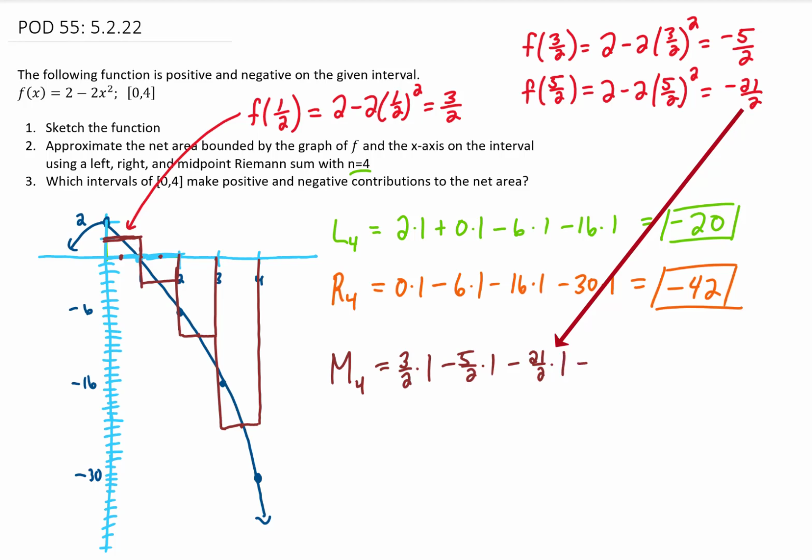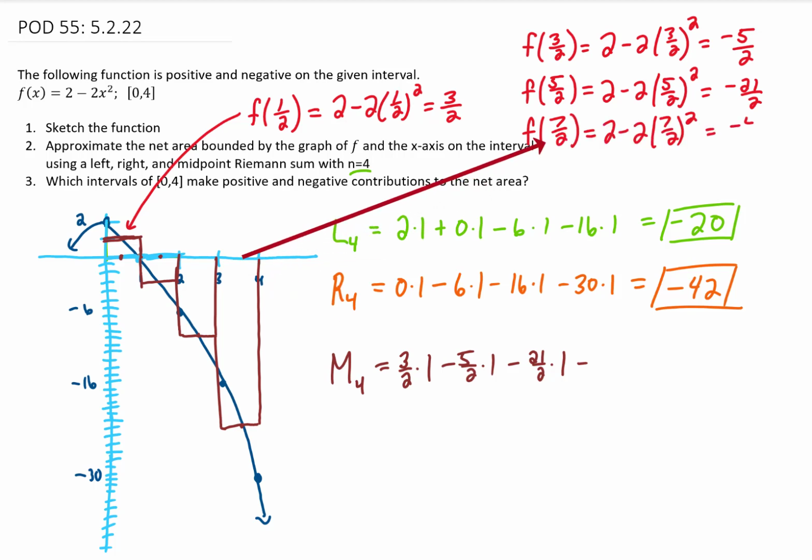And lastly, to find the height of this final rectangle at an x value halfway between x equals 3 and x equals 4. That would be an x value of 7/2. I'm getting that value is negative 45/2. So the height of this particular rectangle is negative 45/2. We multiply that by a width of 1 to get the area of that rectangle. And now we need to simplify this expression. I'm getting a value of negative 34 as the approximate area between this curve and the x-axis using a midpoint Riemann sum.